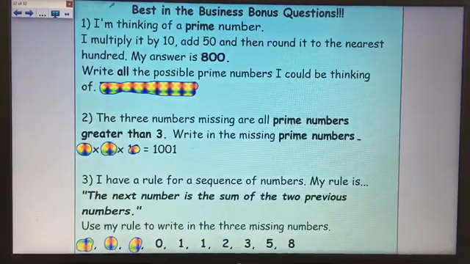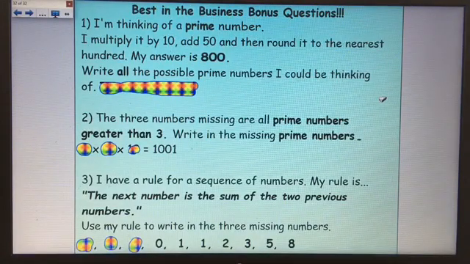Okay, so here's your best in the business bonus questions. Question number 1. I'm thinking of a prime number. I multiply it by 10, add 50, then round it to the nearest 100. My answer is 800. Write all the possible prime numbers I could be thinking of. So press pause to crack it on your own. If not, I'm going to go through it now.